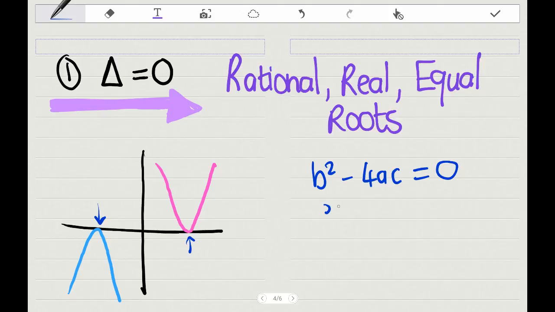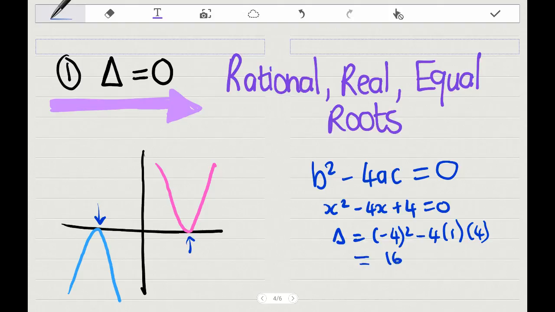An example of something like that would be x squared minus 4x plus 4. The determinant for this here would be, well, b is minus 4, so minus 4 squared minus 4, a is 1, and c is 4. So that is 16 minus 16, which is 0. And if we factorize this, what we get is x minus 2 times x minus 2 is equal to 0. And as we can see, the factors are the same, so the roots are the same. So that's why, when delta is equal to 0, we have real, rational, equal roots.